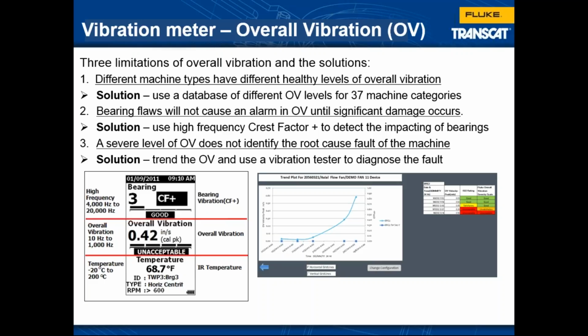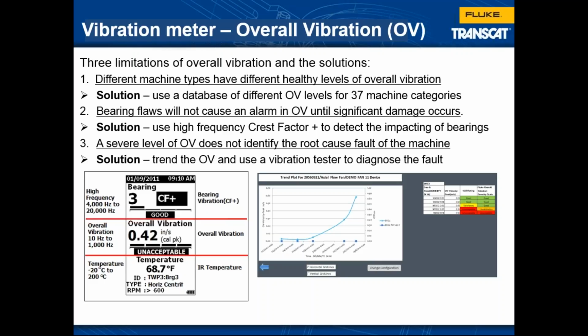But if we knew what good vibration levels were for our specific reciprocating compressor, for example, then we would know if that number, 0.42 inches per second, you might not know, is that good for a machine? Well, it might be bad for a compressor. It might be good for a pump. We don't know.